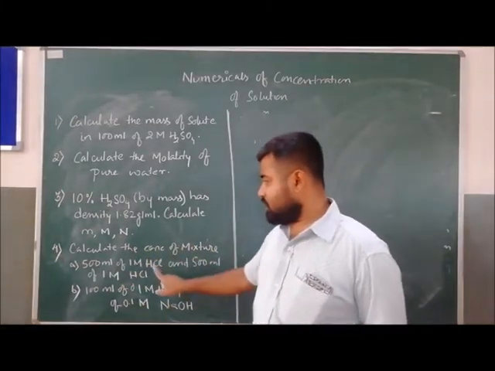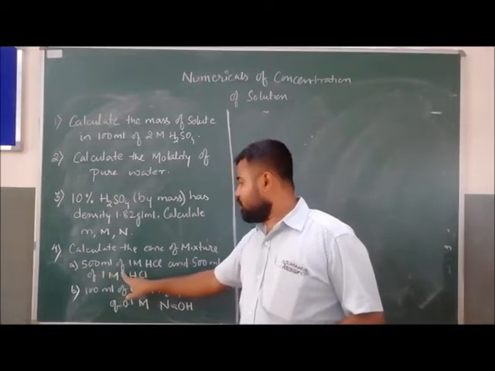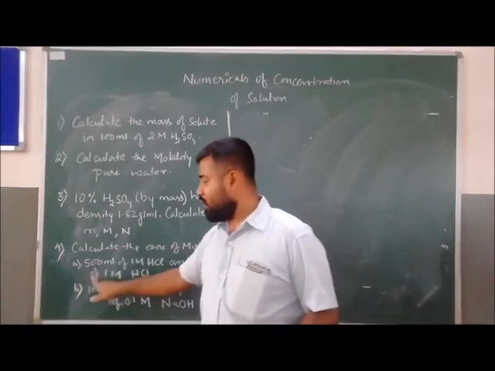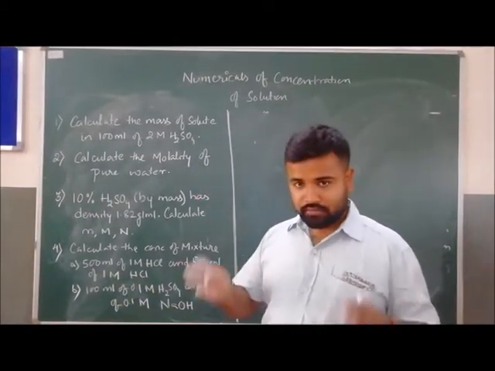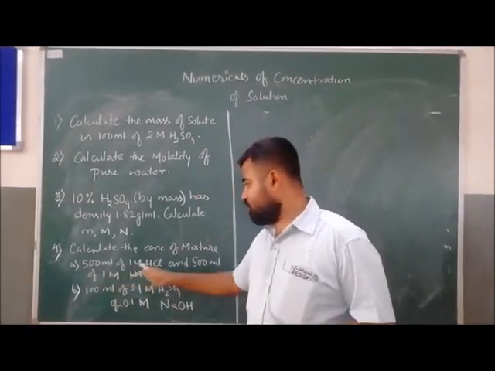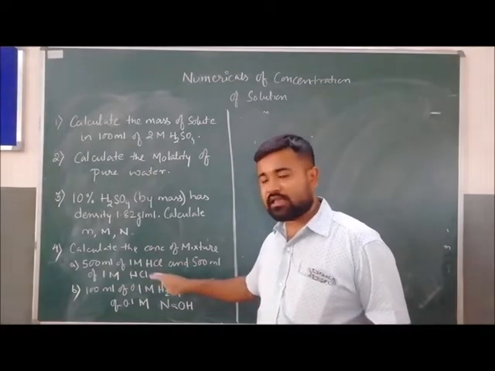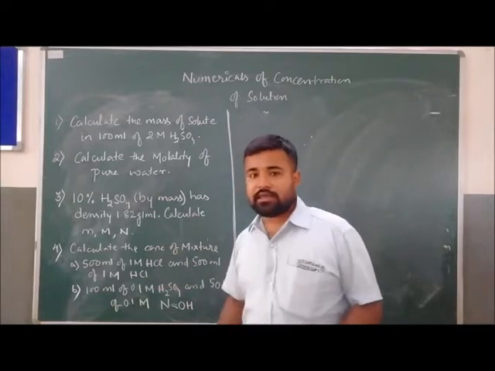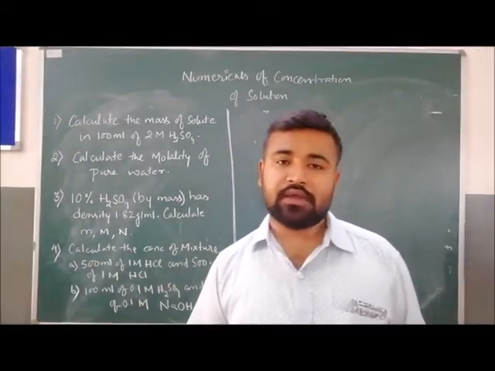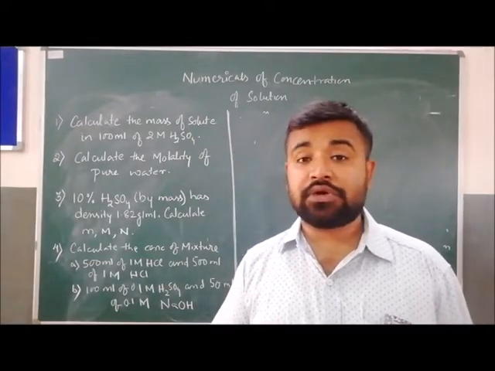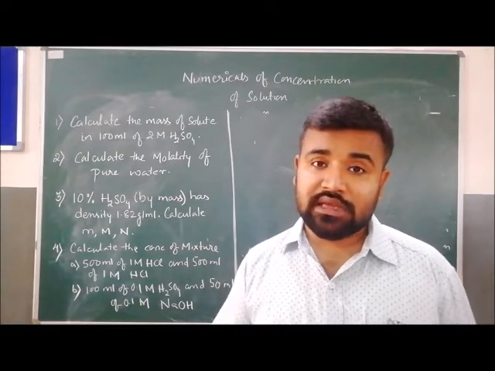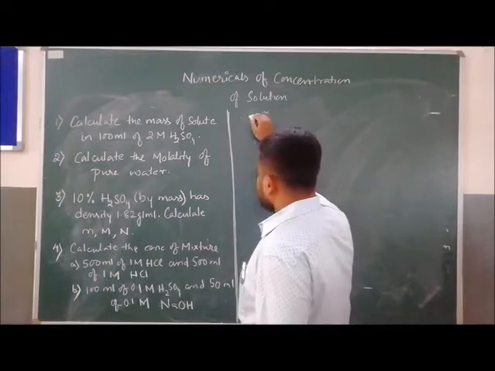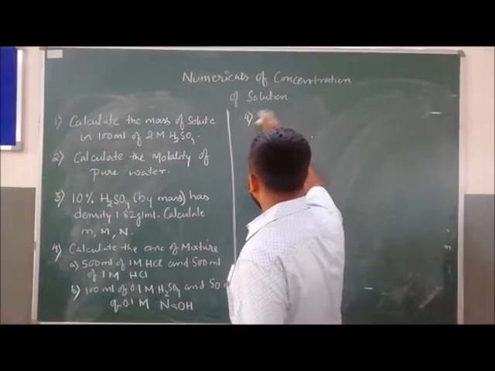So the first case is 500 ml of 1 molar HCl and 500 ml of 1 molar HCl. This is the first solution. Second solution is 500 ml of 1 molar HCl. So when two solutions are mixed together, what is the resultant concentration of the solution? So we'll come to the point.